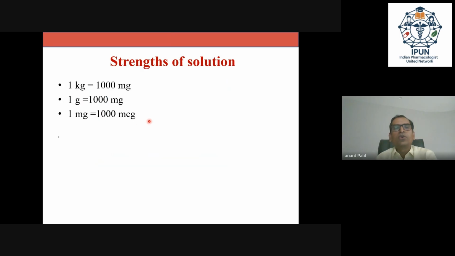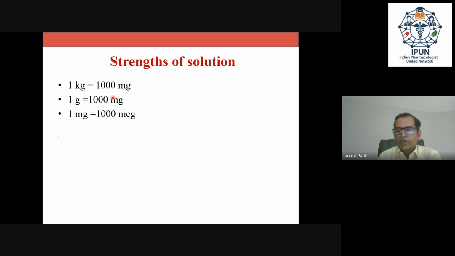So let's do some little mathematics. We have studied this in our school days. There's a rule called the rule of 1000. 1 kg is equal to 1000 grams, 1 gram is equal to 1000 milligrams, 1 milligram is equal to 1000 micrograms. So this is the rule of 1000.